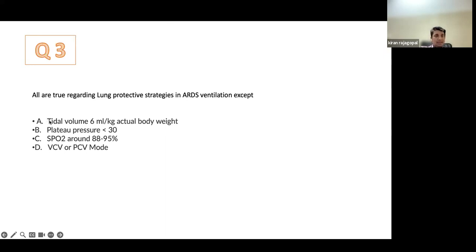But see the option A. It is tidal volume 6 ml per kg of actual body weight. It is not actual body weight. It is ideal body weight, because it is said that the size of the lung is related to height rather than weight. So ideal body weight we usually get from the height, right? Size of the lung is more related to height than body weight. That is why we use 6 ml per kg ideal body weight. Okay.